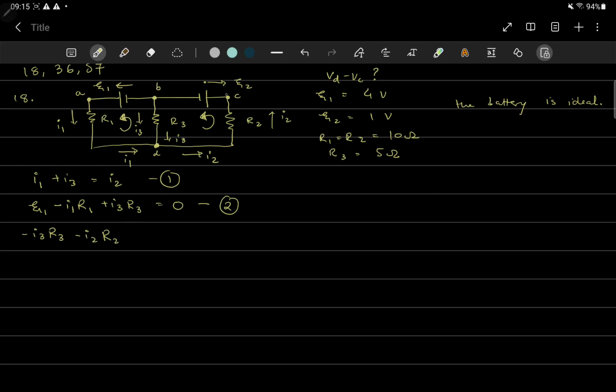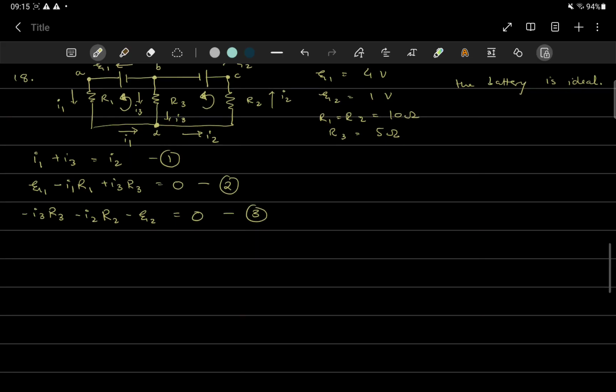And then finally you see that the EMF is in the opposite direction of our loop, so therefore you get a minus zeta 2, and then you close the loop, and this is your equation 3. So now you have all of these three equations. Next, you're going to solve them simultaneously, because these are algebraic equations.